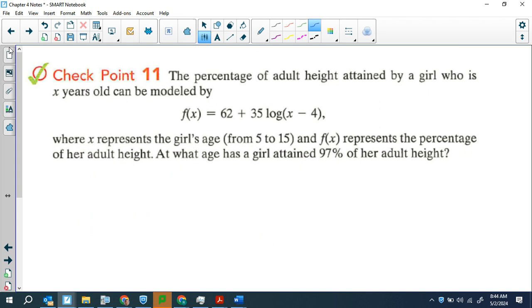All right, so again, if I were you, I'd write this equation down. And this equation represents the percentage of adult height attained by a girl who is x years old, and it can be modeled by that equation. It says x is the age of the girl from 5 to 15, and f of x represents the percentage of her adult height.